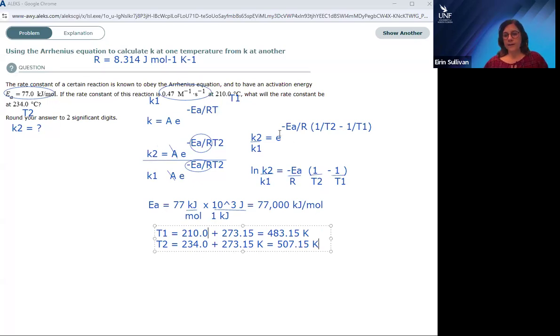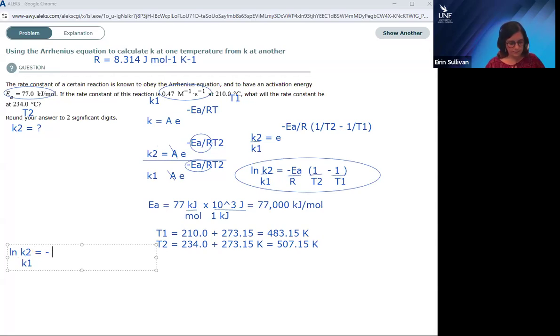Okay, so now we can stick everything into the two-point version of the Arrhenius equation. So ln of K2 over K1. I'm just going to forget about you for a minute. Just stay there. Don't move. Is minus Ea, so that's minus 77,000 joules per mole, divided by whatever R is, which is 8.314 joules per mole per Kelvin.